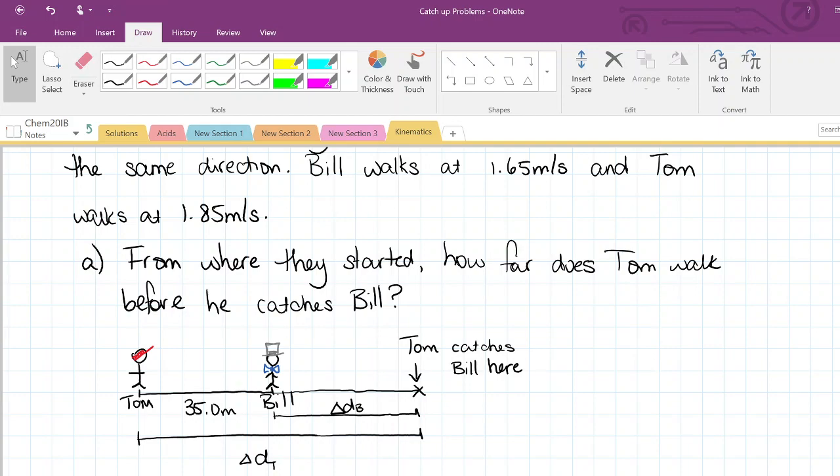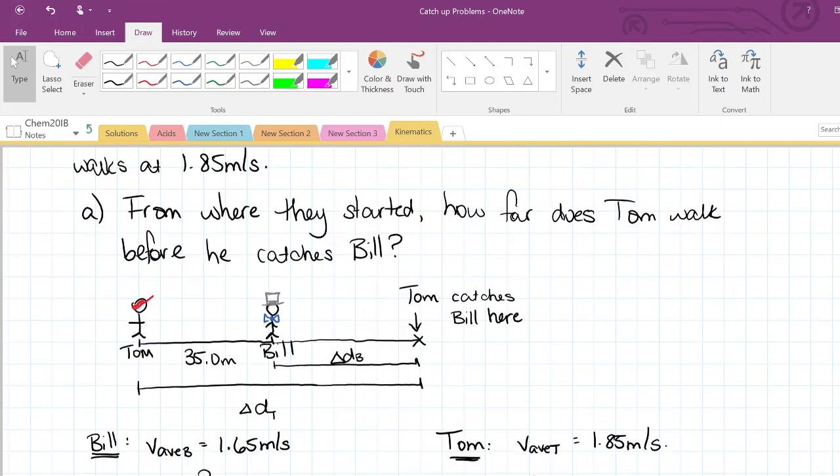Bill is walking at 1.65 meters per second in this direction, and Tom is going to be walking slightly faster at 1.85 meters per second. And eventually he'll catch up to Bill. And I'm just saying that point where they catch up is going to happen somewhere over here. So I know that this separation is 35 meters. I know that in that time that Tom is trying to catch up with Bill, Bill will have walked this distance. So I'm calling that distance Bill. And then Tom will have walked this entire distance to catch up to Bill. Okay, so that's kind of the scenario, that's the setup.